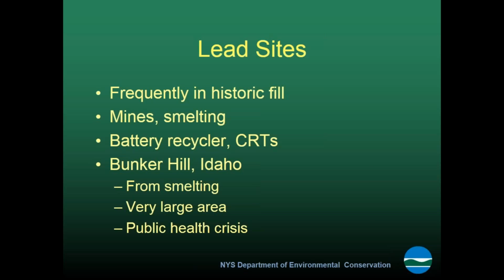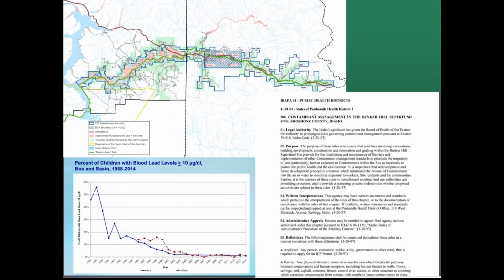Just for perspective, I wanted to introduce probably the largest lead site in the country. That would be out in Idaho, the Bunker Hill site. It was from a lead smelter, very large area, and a public health crisis to boot. The chart you see in the lower left shows blood lead levels in children. 50% of the children in this large geographic area had blood lead levels over 10 micrograms per deciliter. So we had half the kids suffering lead poisoning effects.